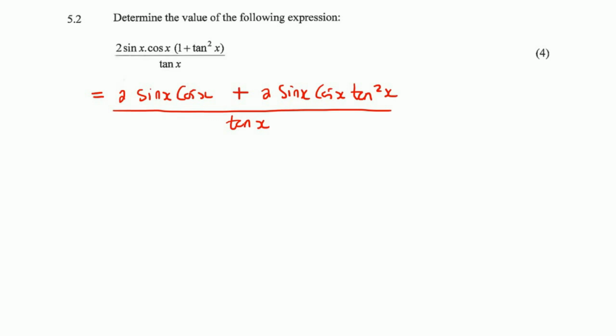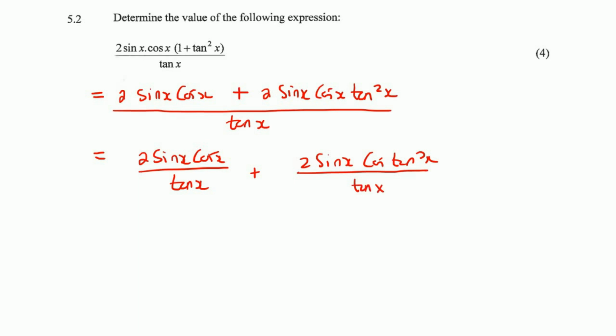Now, there's many different ways you could go from here. You could divide both of these terms by tan x. So you could, like in grade 8 and 9 where you would do something like that. Yeah, I think let's do that just for the fun of it. There are other ways. You could have changed this into sin squared over cos squared. But let's just do what I suggested. Well, I mean, you don't have to do that, but that's what I'm going to do. So 2 sin x cos x over tan x plus 2 sin x cos x tan squared x over tan x. So I just split them up, okay?